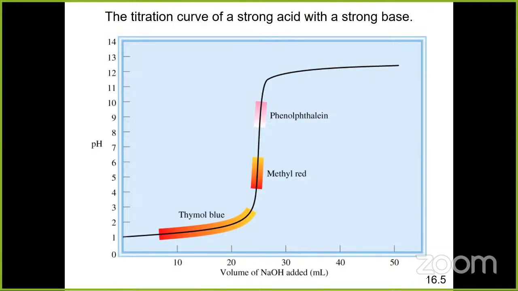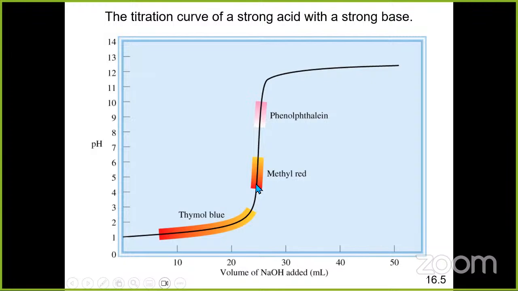This is what we saw earlier with respect to the reaction between sodium hydroxide and hydrochloric acid. Now, you have three indicators represented here: thymol blue, methyl red, and phenolphthalein. Thymol blue changes color within this range, which looks like a pH range from about 1 point something to about 2.5, 6 or something like that.